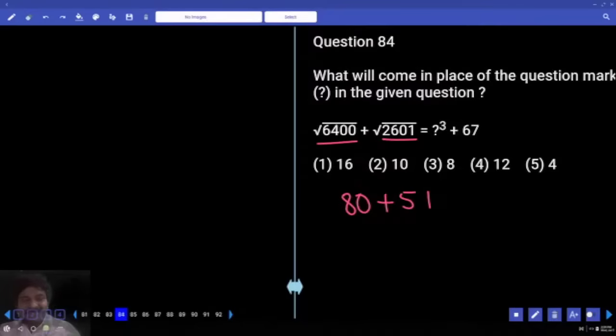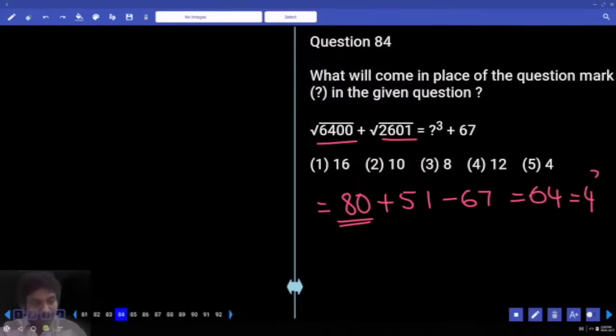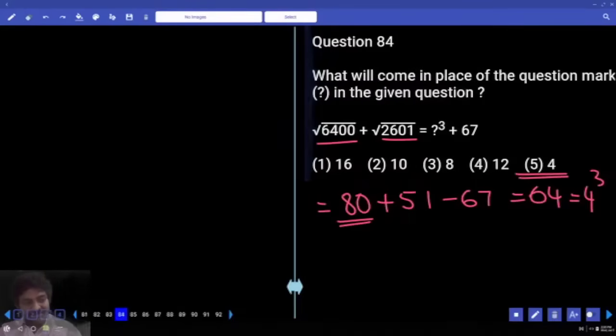Right hand side 67 comes to left hand side and becomes minus 67. 67 is subtracted from 80. 13. 13 plus 51. 64 is which number's cube? 4 cube. Fifth option is the answer.